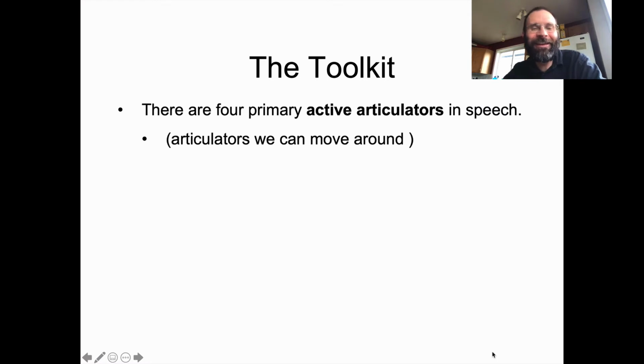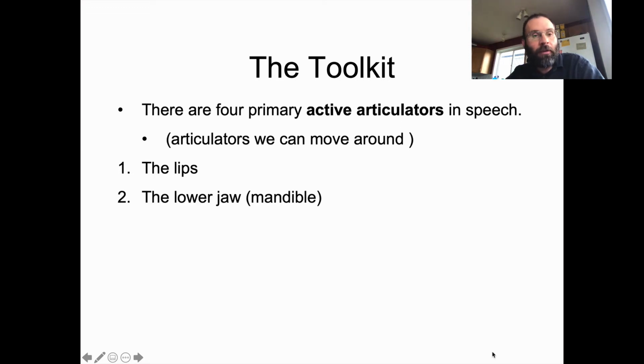Anyways, let's talk about how we actually articulate things in speech. I'm going to talk about this with respect to the 4 primary active articulators that we can move around, calling this the toolkit. The 4 that we can play around with are, number 1, the lips, number 2, the lower jaw, or what is technically known as the mandible. You can also obviously move around the tongue, and then fourthly, the velum. We already have a sense of how these factor into the various places of articulation and the various basic properties of speech sounds.